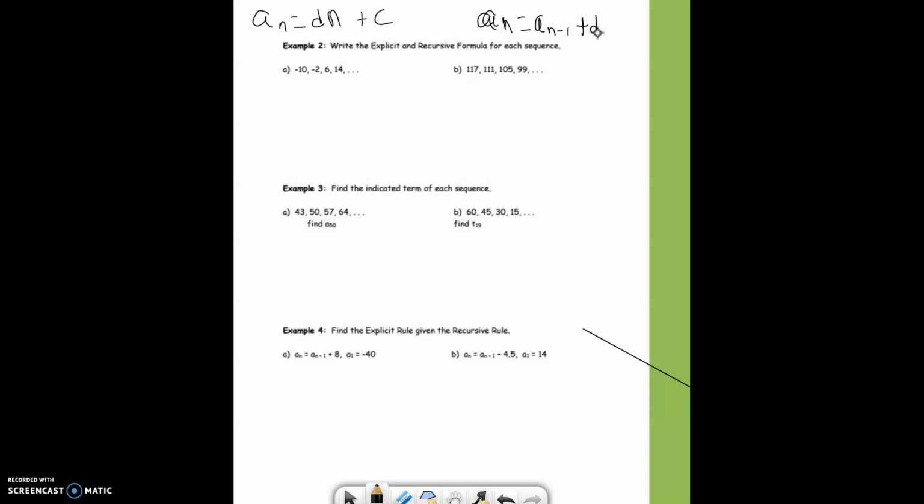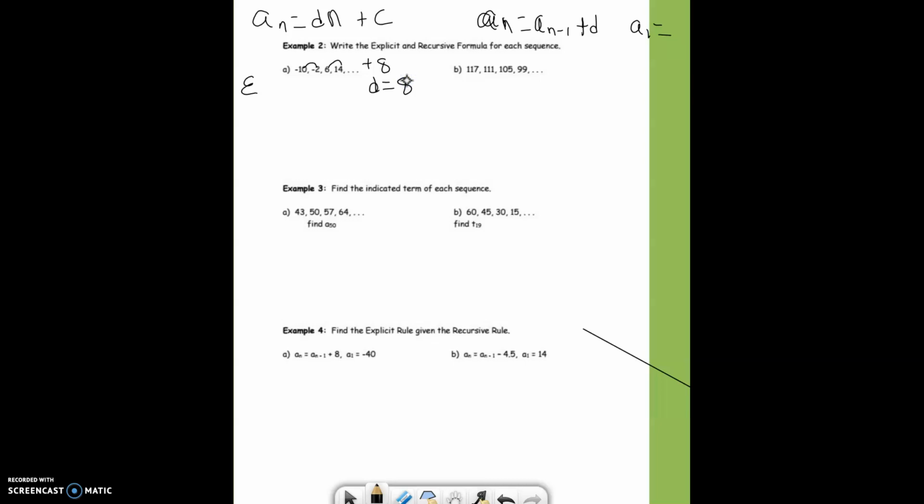So what we're going to do here, and you have to also list a sub 1, all right? So the first thing we're going to do is find the common difference, right? So let's start with the explicit formula. So we notice that it is going up by what, guys? It's going up by positive 8, okay? So my difference is positive 8.